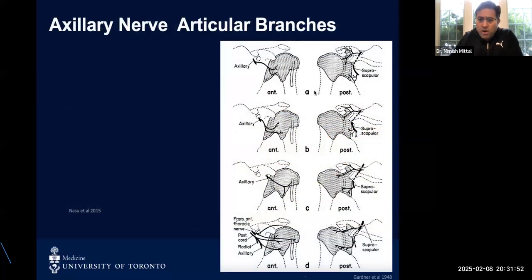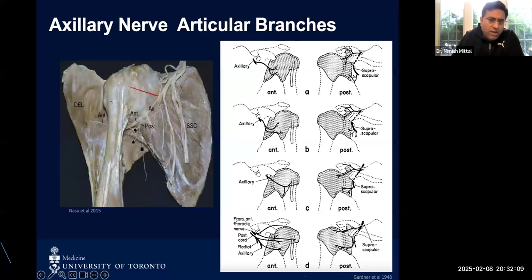If you look at this, this is work from Gardner, and he showed that the axillary nerve not only supplies posteriorly to the shoulder joint, but it has a bunch of anterior branches which are supplying the capsule of the joint. They go to the subacromial bursa, and then they also go to the articular surface, the subacromial branch. They would supply the long head of biceps and the shoulder joint capsule as well.